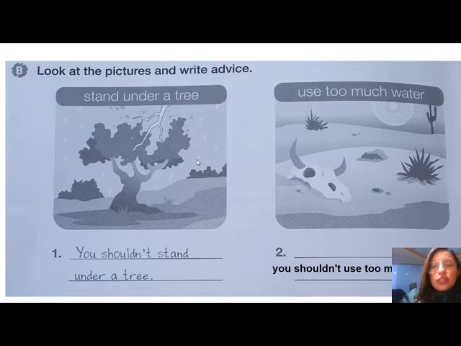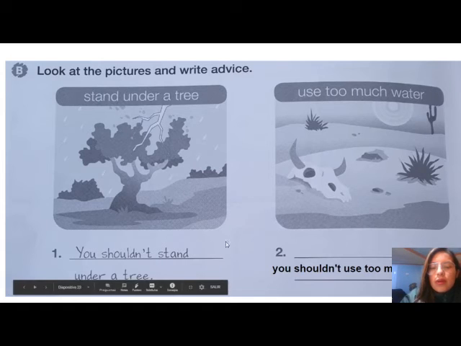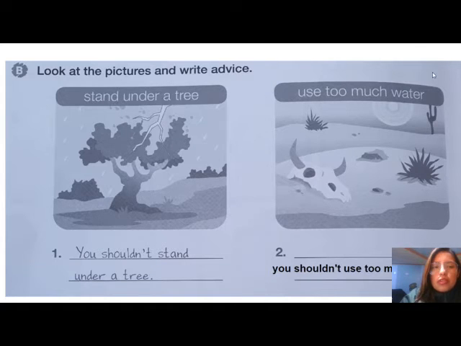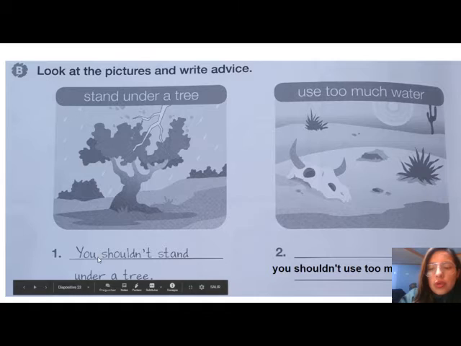You have to first look at the picture, okay? And then you have to write the advice. Y luego vamos a escribir nuestro consejo. Okay, let's start with number 1. You have to use the words that you have in this picture, okay? Please read number 1. You shouldn't. Continue with the reading, please.